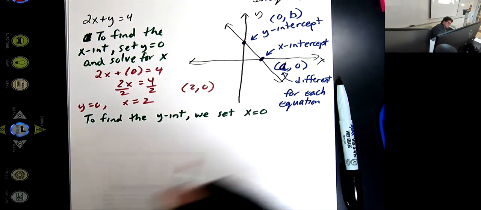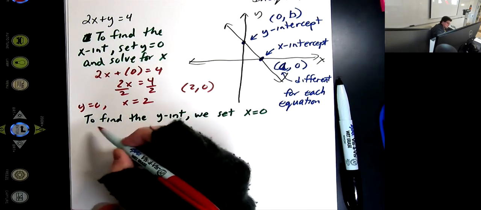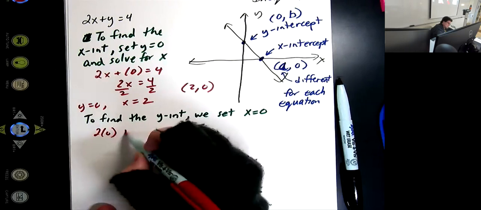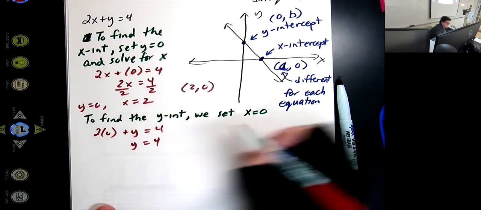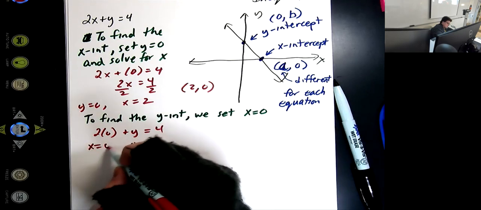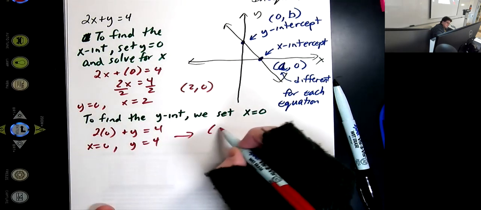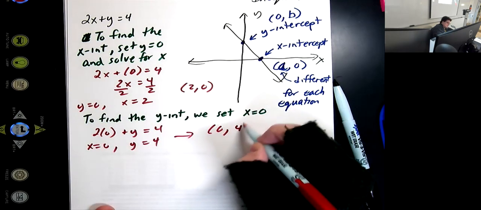To find the y-intercept, we set x equal to 0. Let's do that here. 2 times 0 plus y equals 4. So y equals 4. That was when x equals 0. And so the point here is (0, 4).